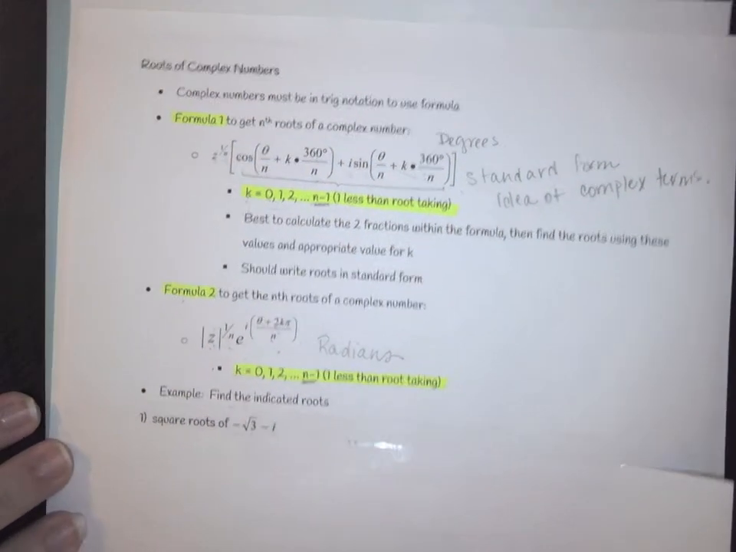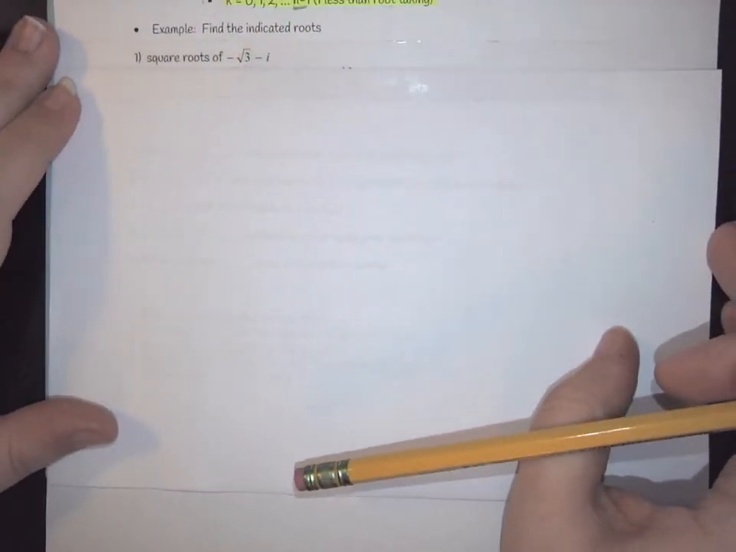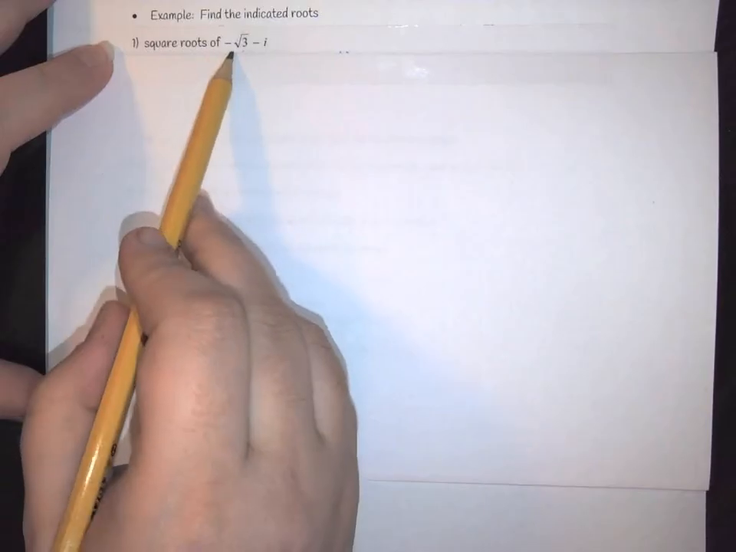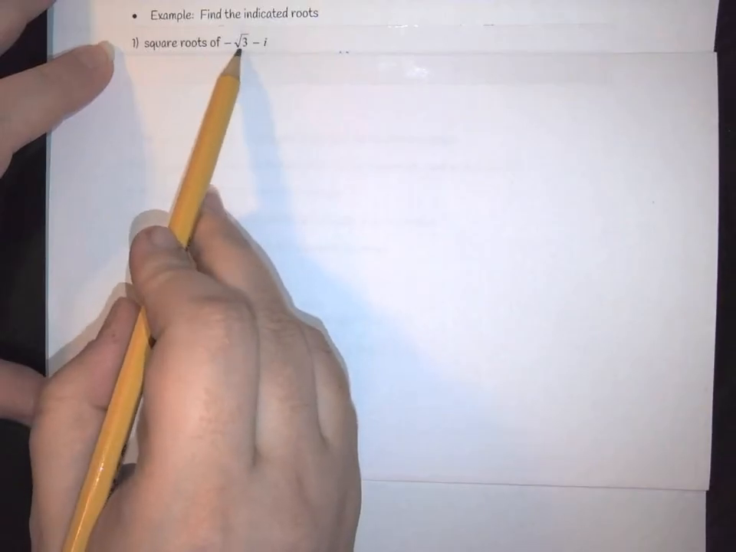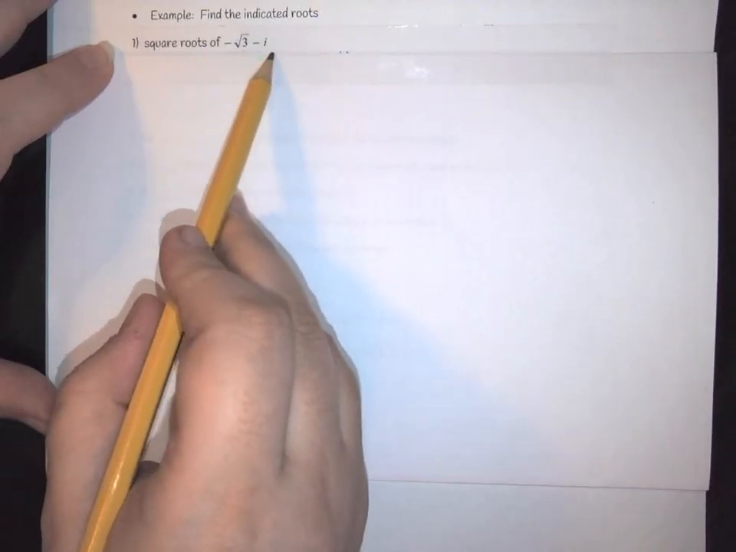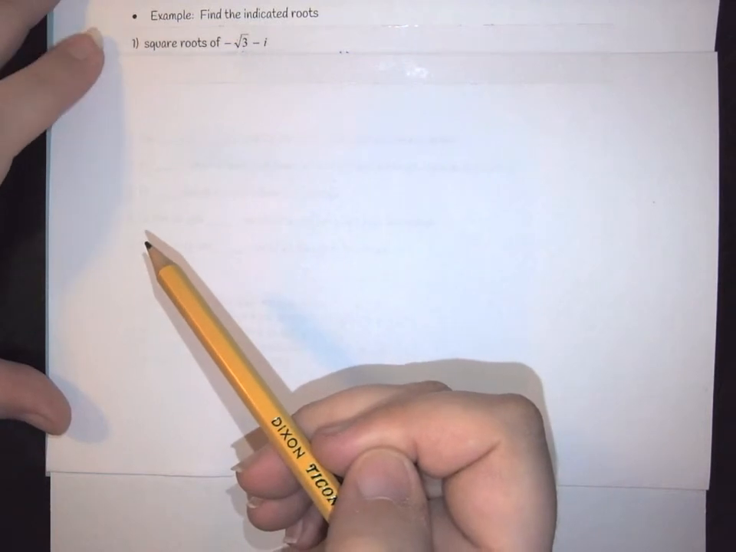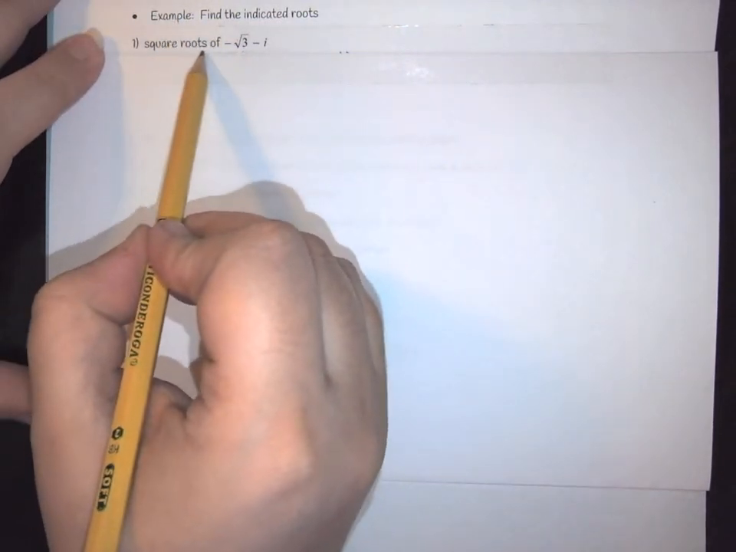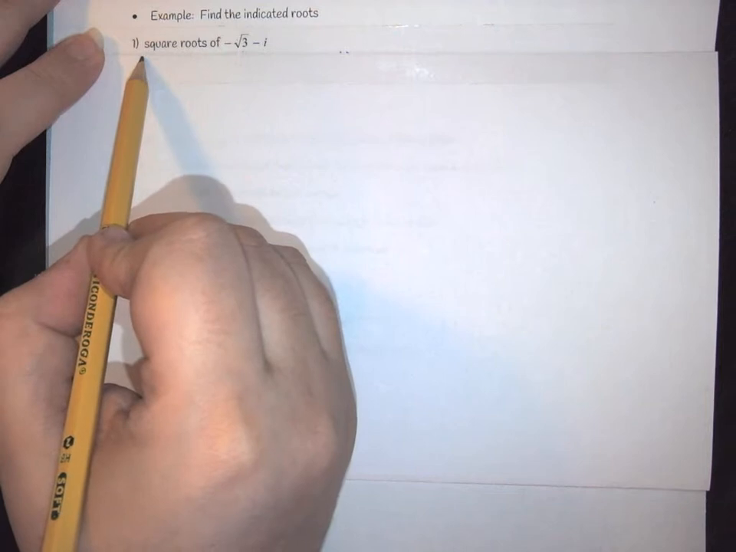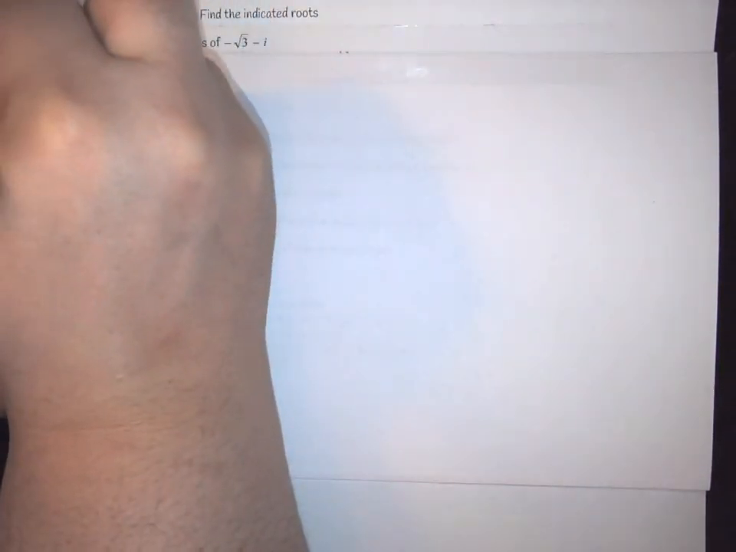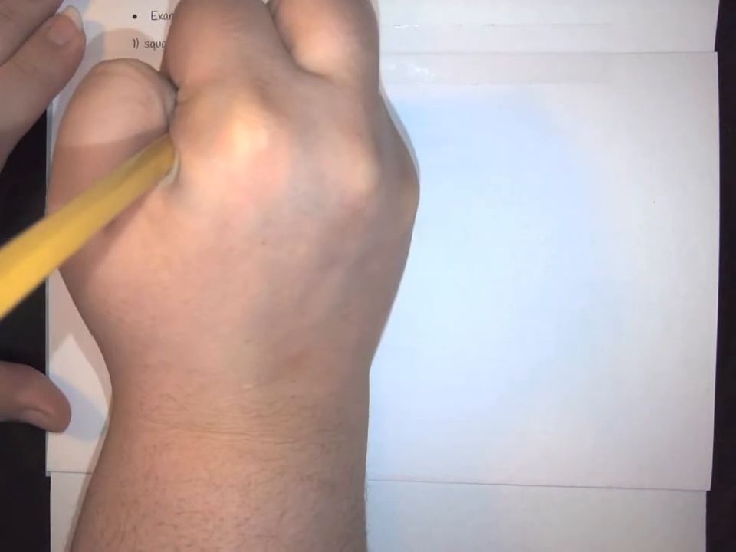So the first thing that we have here is we have the square root of negative square root 3 minus i. So the first thing to note is that right here we have this square root term going on. This is telling you what we're doing. So in this case, we are told that n is equal to 2, and that's because this is square roots.